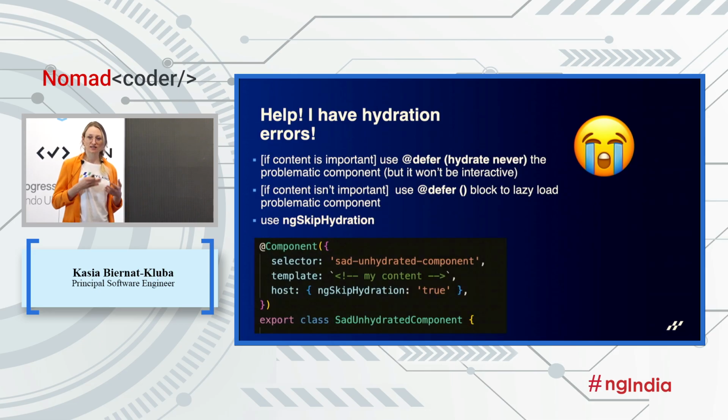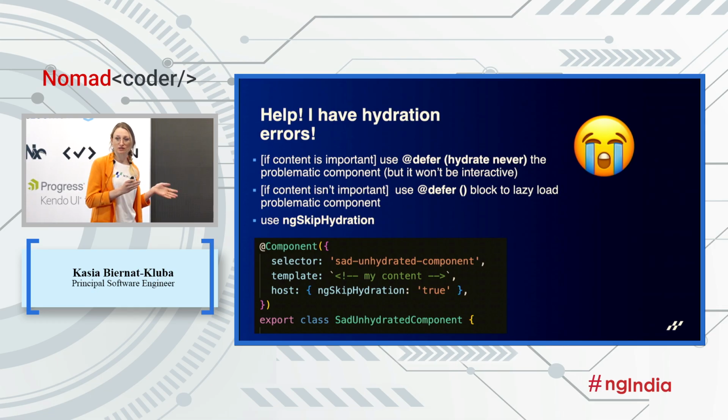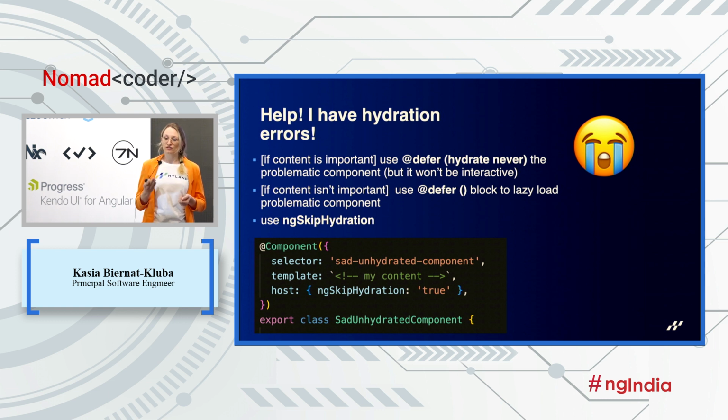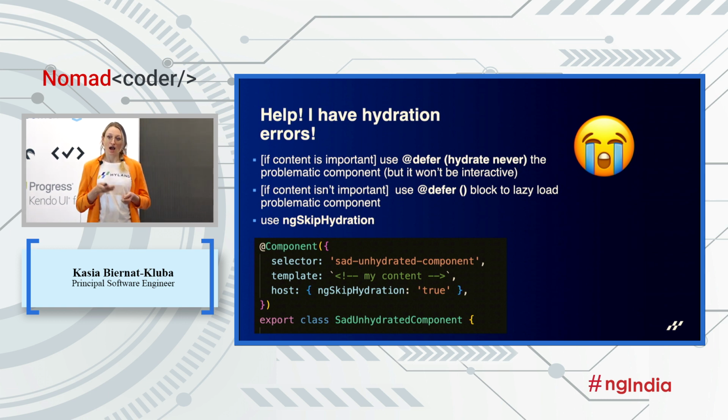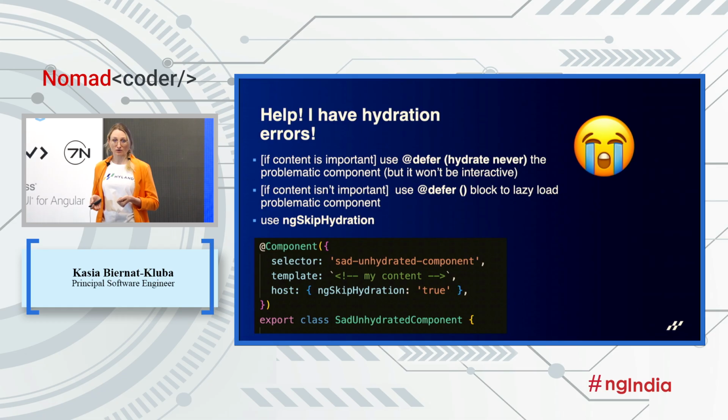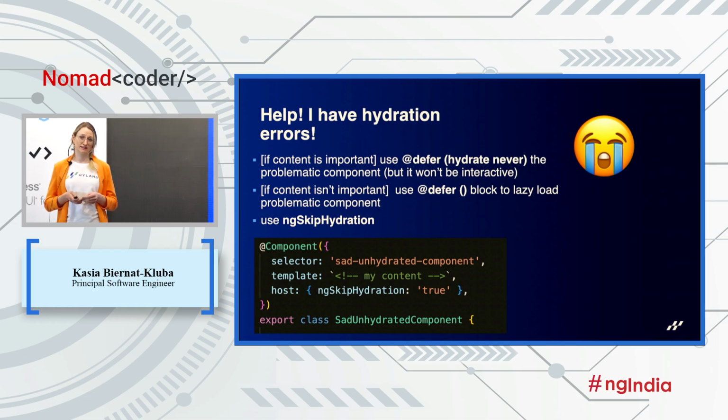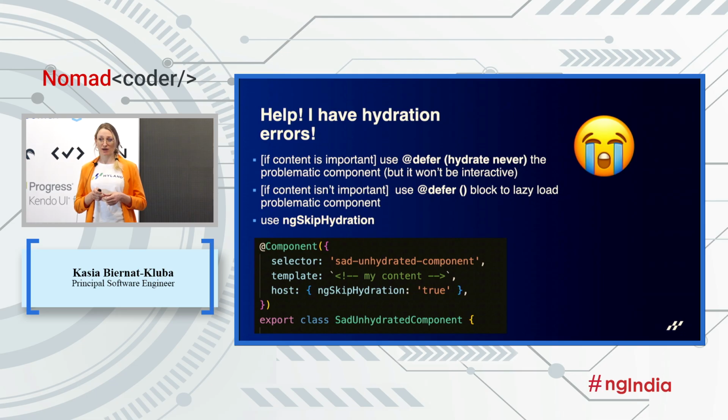Also, if your content is important and you want the content to be rendered on the server, but for some reason it cannot be hydrated correctly, you can defer it with hydrate never. Also, if your content isn't that important and you can pull it later, you can just use the regular defer block. This will only render the placeholder on the server, and all of the contents of defer will be pulled later after your website is in the browser. Also, in the worst case scenario, you can just use ngSkipHydration. This will skip the hydration process and just re-render your page in the browser.